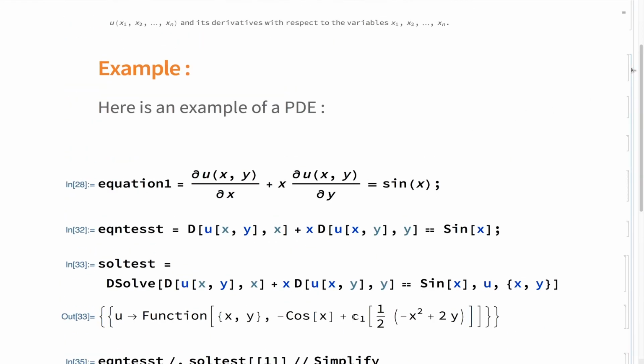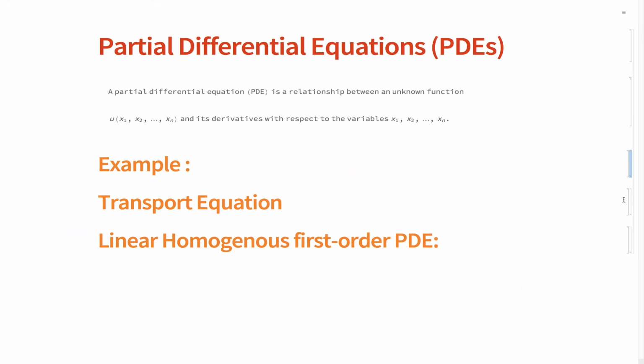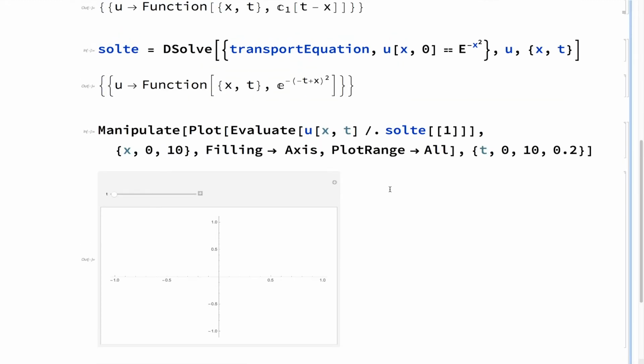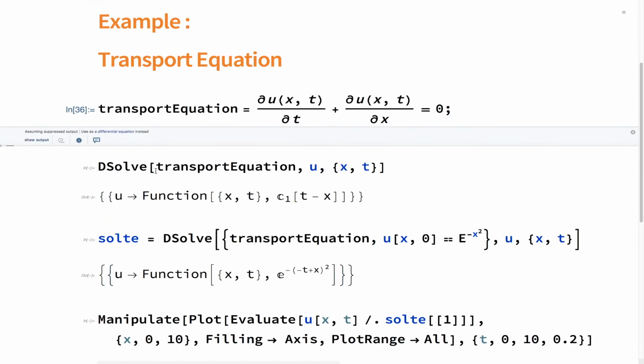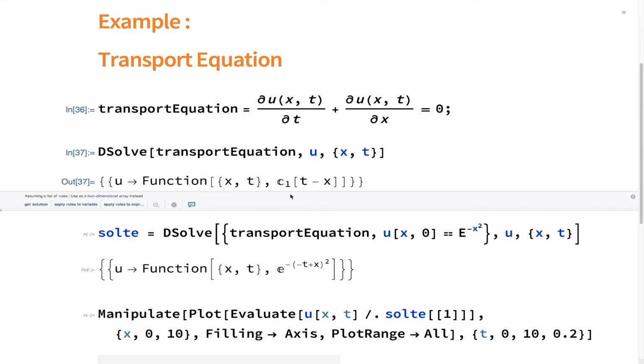Let's take another example, which is of the transport equation. So this is the transport equation, which is a linear first order partial differential equation. You can find the general solution with DSolve. So I save this as a transport equation, use DSolve, equation, u, x and t, because here x and t are two variables. We solve it for that, we get the answer in the form of a function.